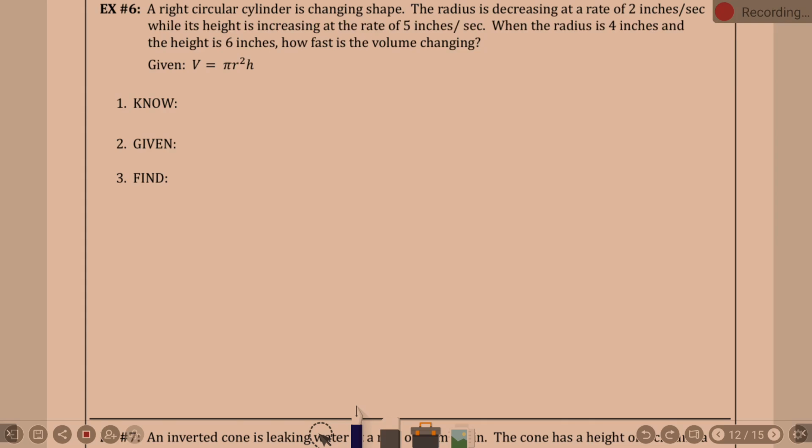So what goes in my know box? Now, why are they giving you this volume formula and not the other? Remember, volume of 3-dimensional shapes, like a cylinder where both ends are circles, is the area of the base times the height of the object. So that's pi r squared times height. What am I putting in given?